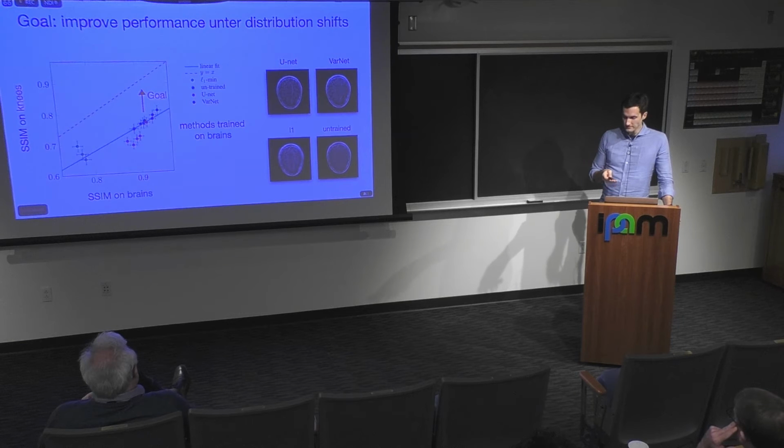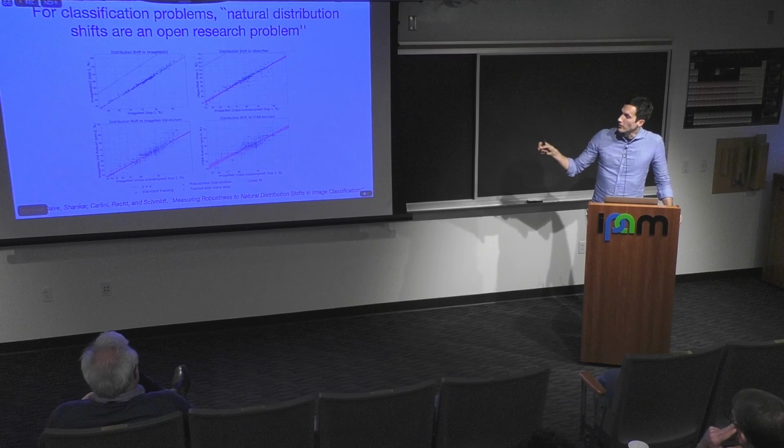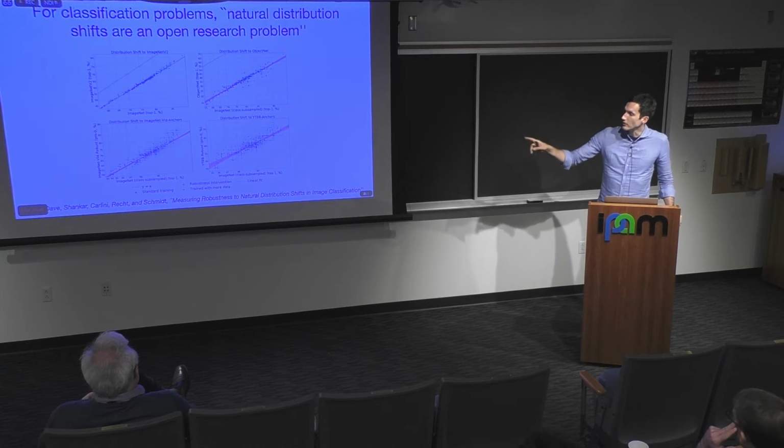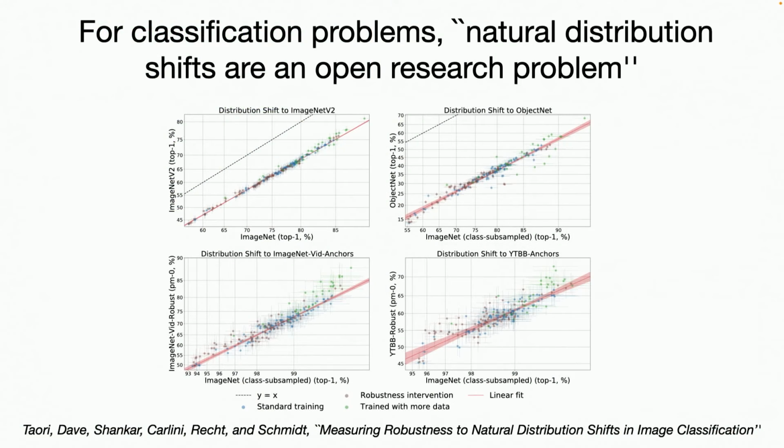Okay, so now this is a very interesting paper from some of our colleagues, especially Ludwig Schmidt and Ben Recht. What they did is they looked at exactly the same stuff for classification problems, also before us. And what you can see here are very similar plots, right? All these points are different methods, and here is in-distribution performance, and here is out-of-distribution performance, and what you can see is all the methods perform significantly worse under distribution shift for classification.